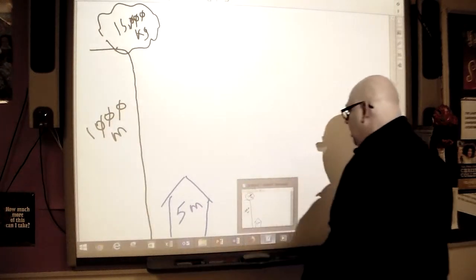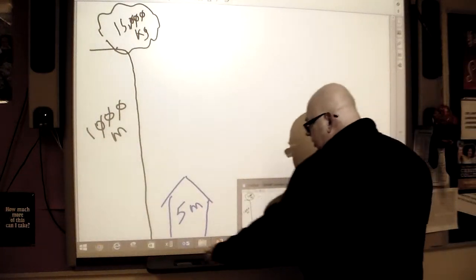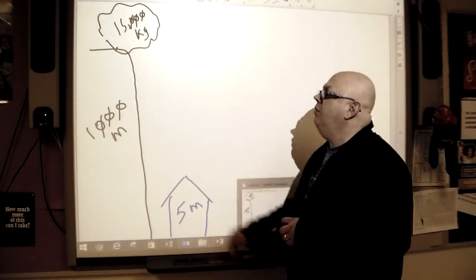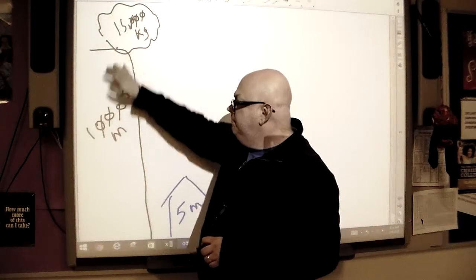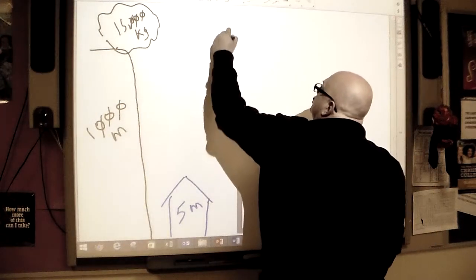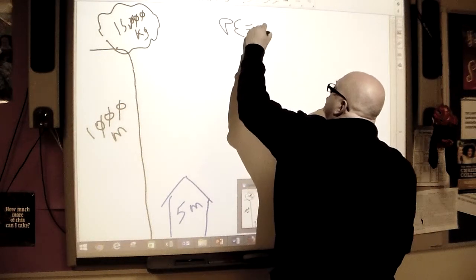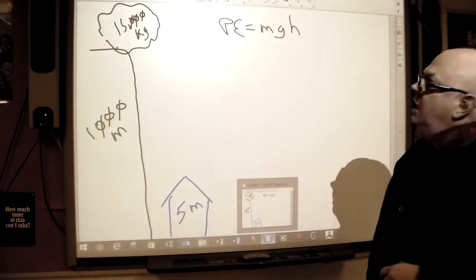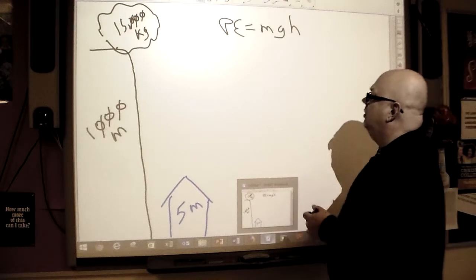Here's your 1,000-meter drop. So what we can do is calculate the potential energy of the rock that's up here based off of the 1,000 meters. Well, what's potential energy? Potential energy is equal to mass times the acceleration due to gravity times the height.